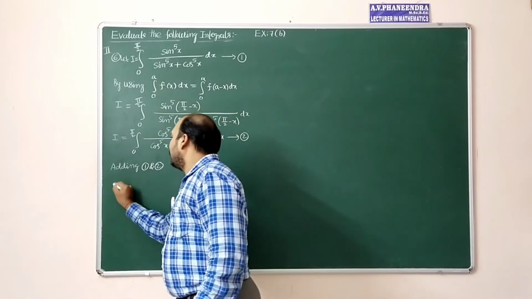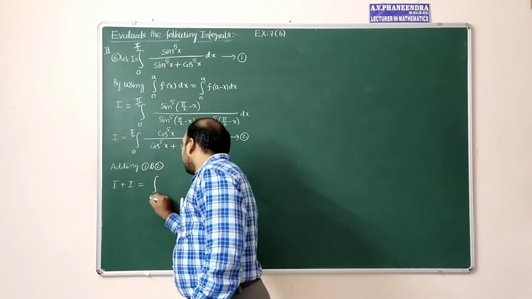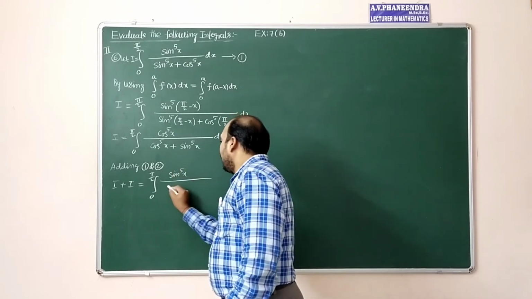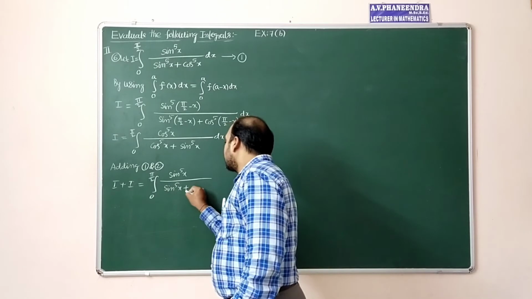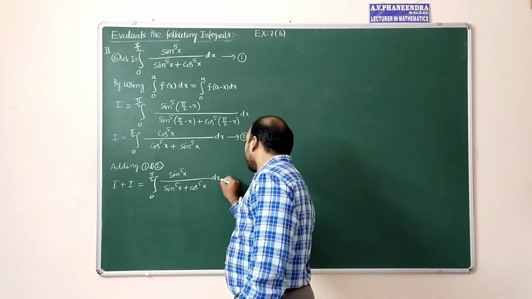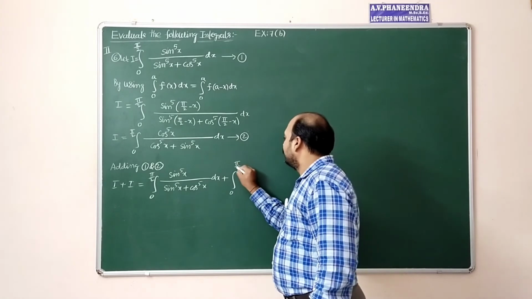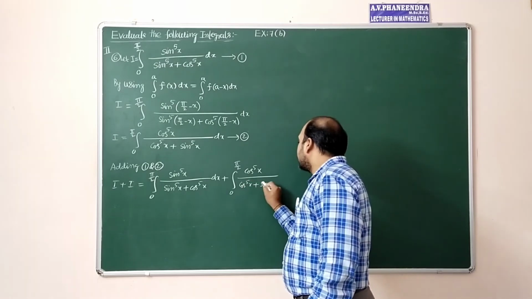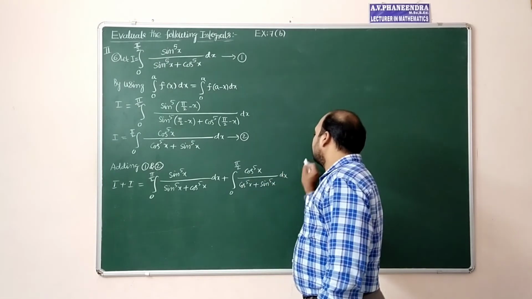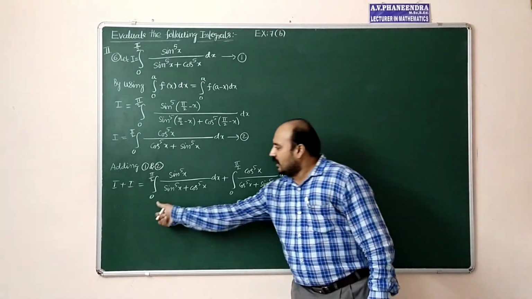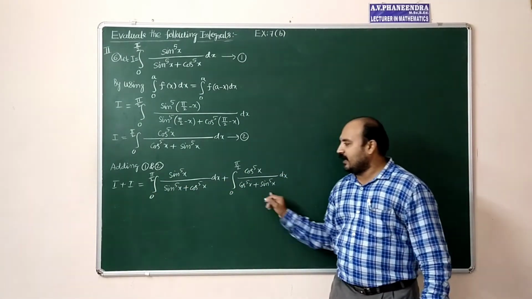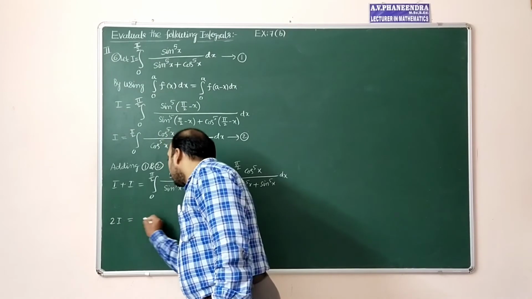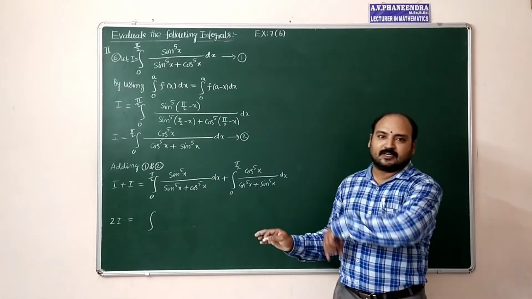So I plus I, left hand side, integral 0 to pi by 2 sin power 5x divided by sin power 5x plus cos power 5x dx, plus integral 0 to pi by 2 cos power 5x divided by cos power 5x plus sin power 5x into dx. Whenever limits are same and denominators are same, you can add the numerators. So I plus I becomes 2I. The sum of two integrals becomes a single integral.